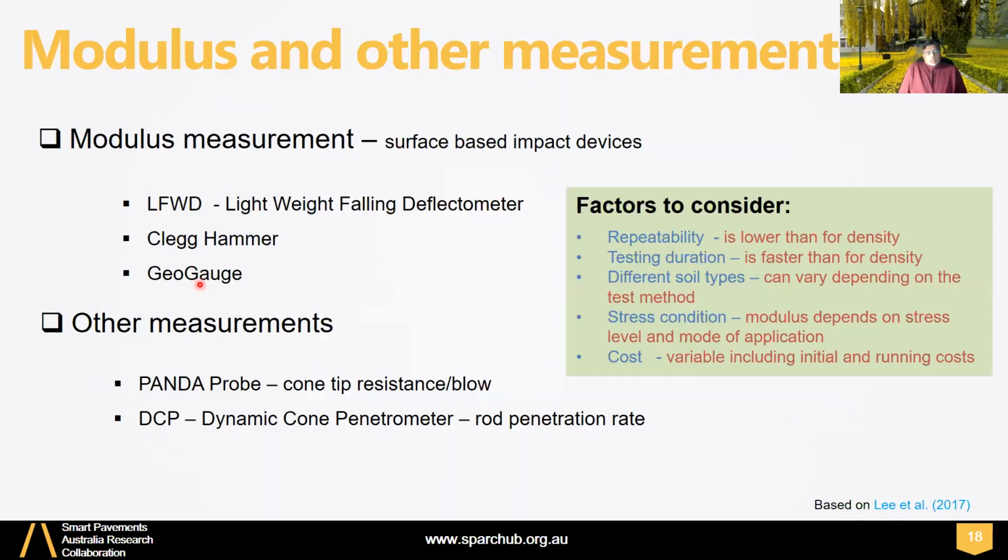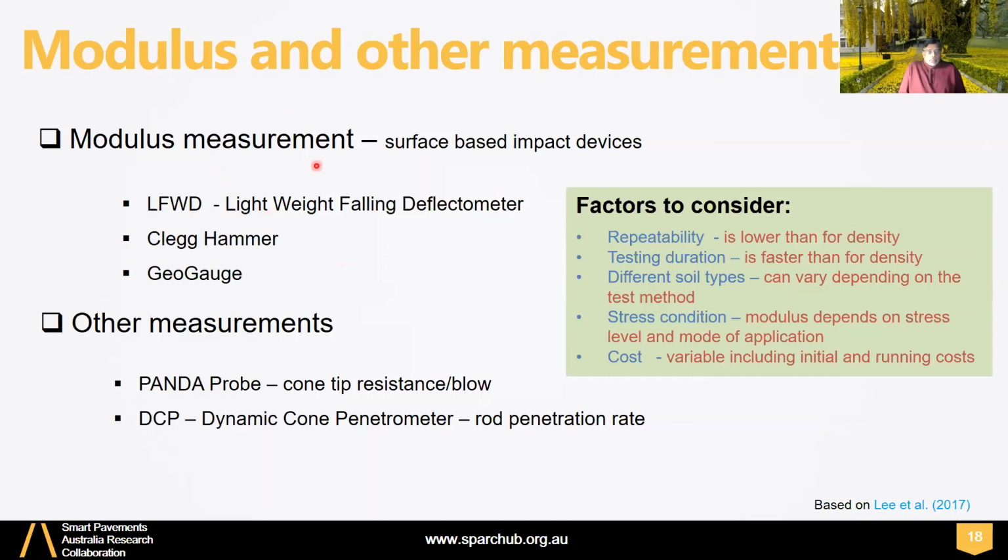Modulus and other measurements. So modulus is another way of looking at quality assurance. There has been this discussion going on lately: can we even replace density measurement by modulus? So I'll discuss the modulus measurement also in some length.